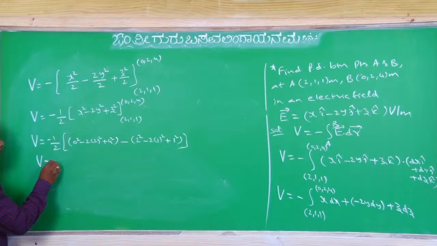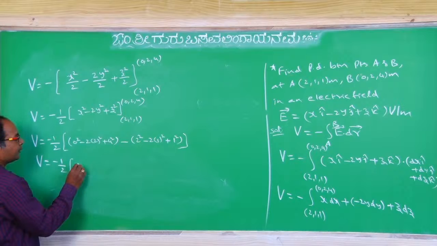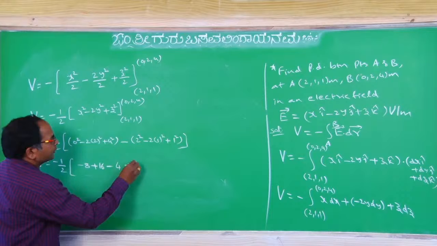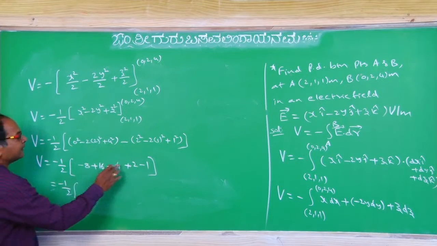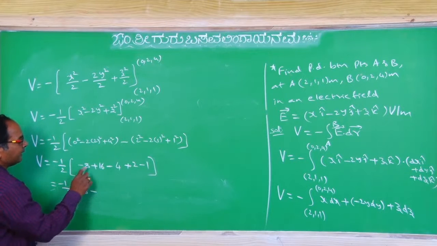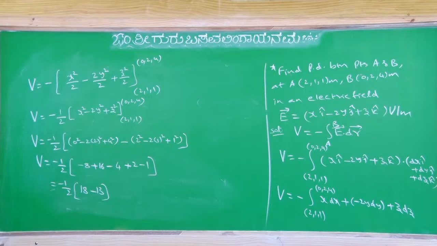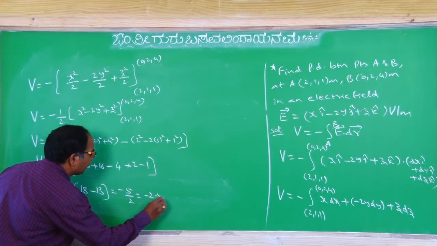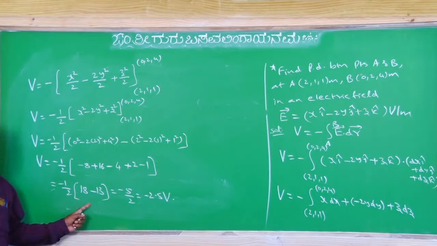So, V is equal to minus 1 by 2. What is the remaining here? 2 square 4, 4 to the 8. So, minus 8 plus 16. This one minus 4 plus 2 minus 1. So that is minus 1 by 2 into 16 plus 2, 18, minus 8 plus 4, 12, 12 plus 1, 13. Okay. So minus 5 by 2, that is what? 2.5. That is the potential difference. Okay. Potential difference between points.